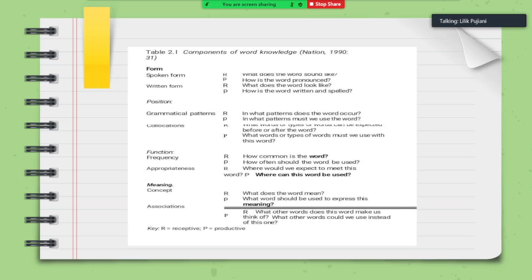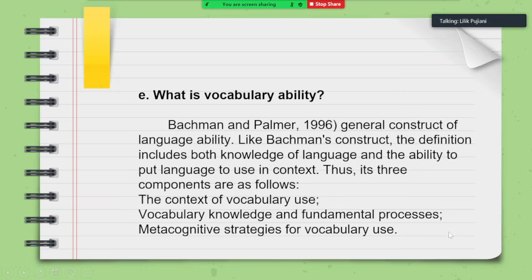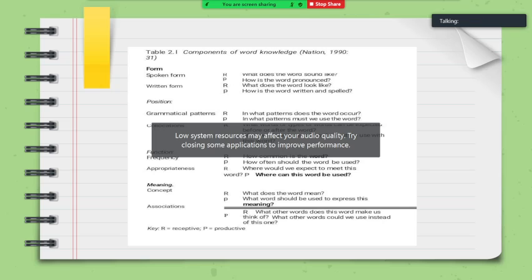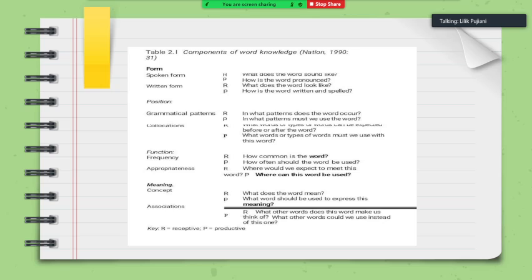For the functions, there are frequency and appropriateness. Frequency is how common is the word and how often should the word be used. Appropriateness is about where can this word be used. For the meaning, it includes concept and associations. In concept and association, there are what does the word mean and what word should be used to express this meaning. Now we go on to the next slide.